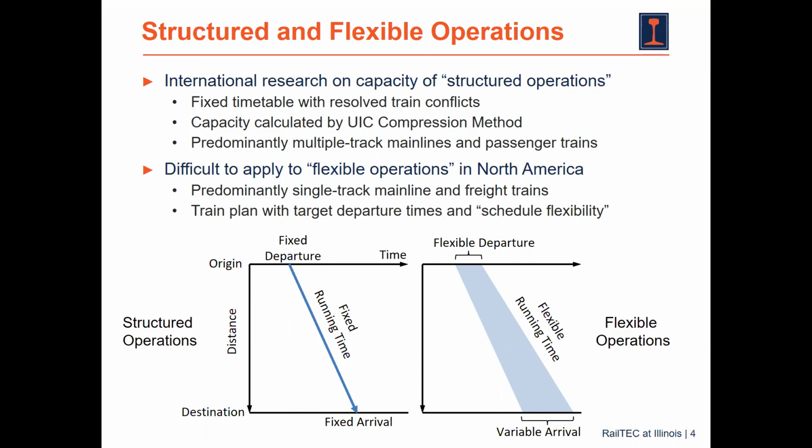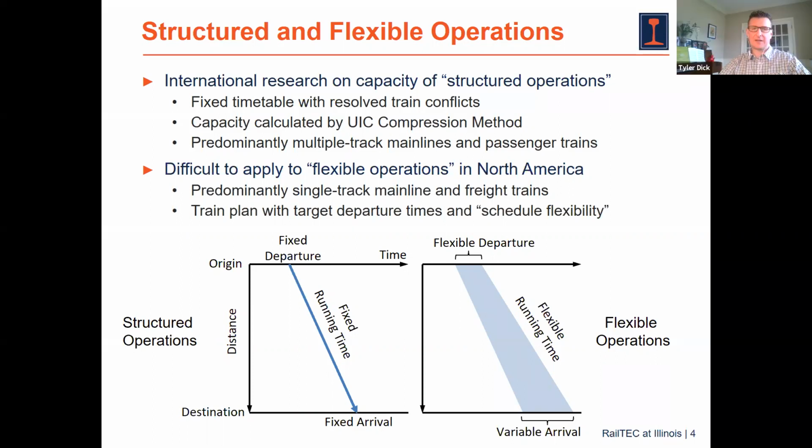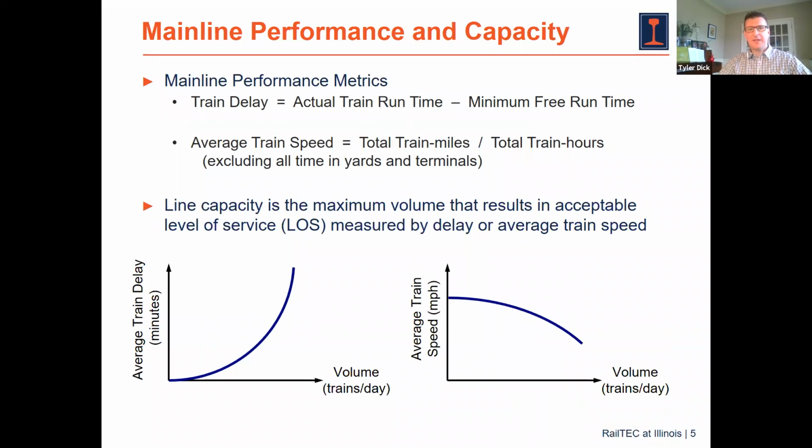So this makes it difficult to apply this vast body of capacity research to our operating context of North American freight operations, predominantly on single track. So how we define mainline performance and capacity is we look at several different mainline performance metrics.